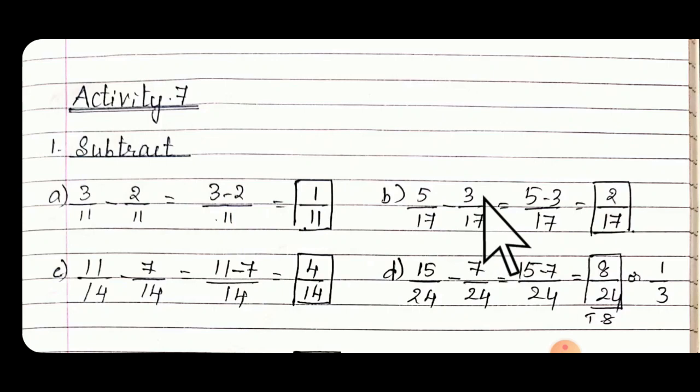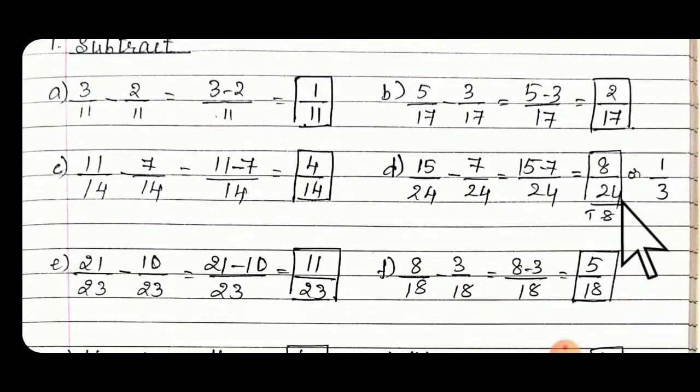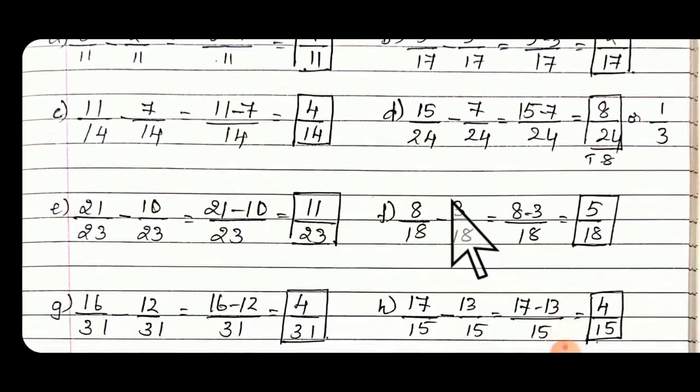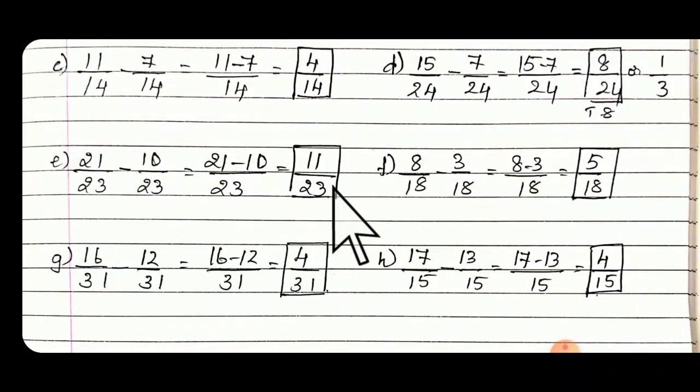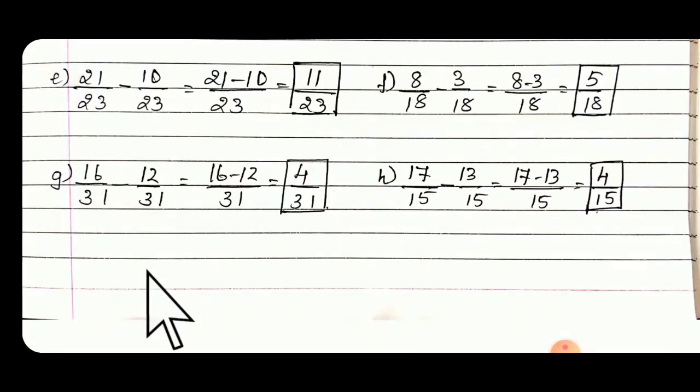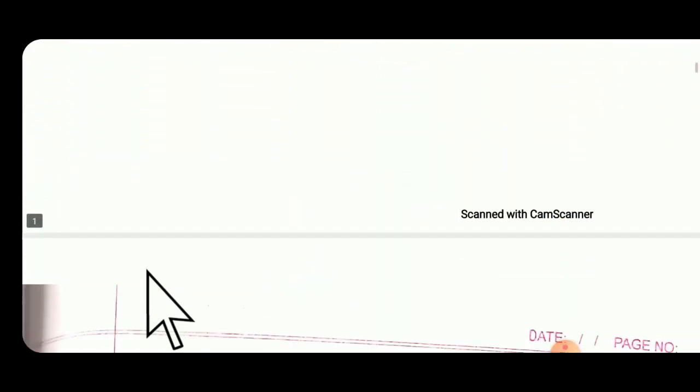5 by 17 minus 3 by 17 is equal to, denominator same, write 17. So 5 minus 3, it will be 2, 2 by 17. Similarly C and D, 8 by 24, or else you can reduce it and write it as 1 by 3. E, F also same. Why? Because denominators same, so you only need to subtract the numerators.